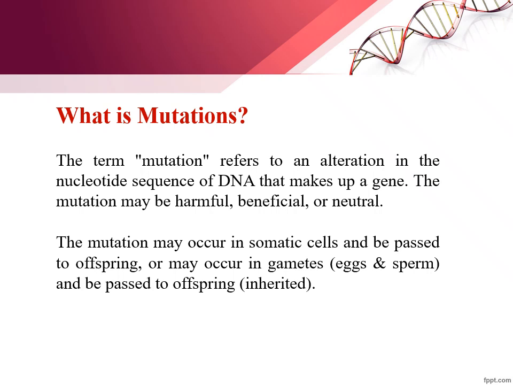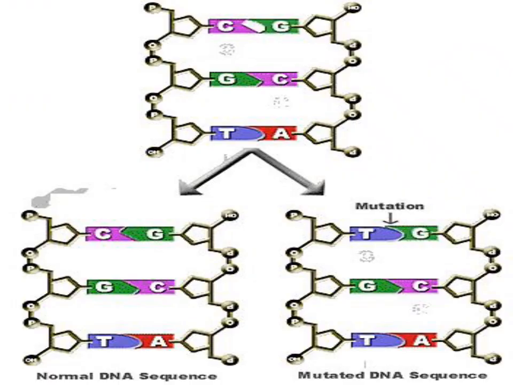The mutation may occur in somatic cells and be passed from the parent to the daughter cells, or may occur in gametes, in the egg and sperm, and pass to the offspring in heredity. Also, watch these pictures about a mutation, where we have a normal DNA sequence and a mutated DNA sequence.